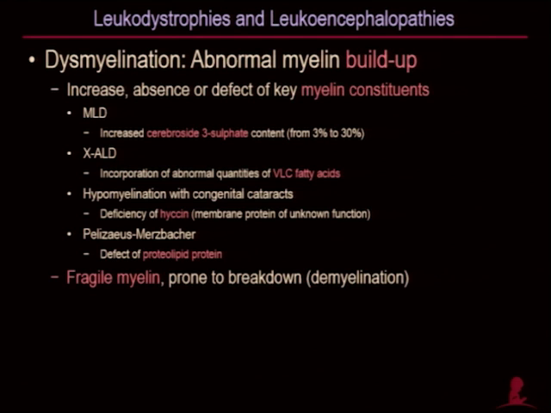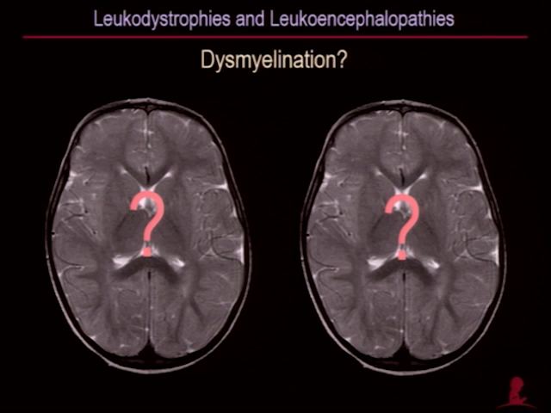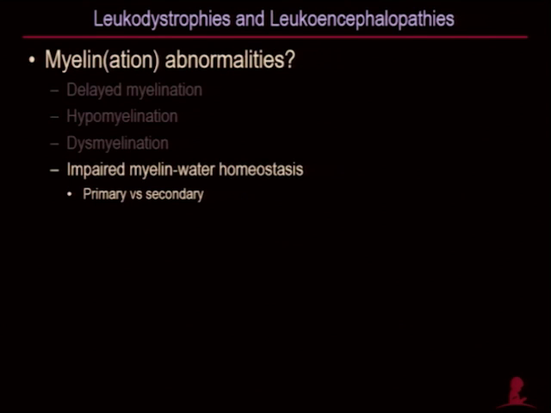And again, the end of all this, either of these conditions, is that the myelin may become fragile, unstable, and therefore prone to breakdown, which will manifest occasionally with demyelination. The problem with demyelination is that there may not be any obvious imaging feature or abnormality until the process leads to actual demyelination. So before that, you may not see much on the images, maybe a little bit of delayed myelination or hypomyelination, but you don't know.